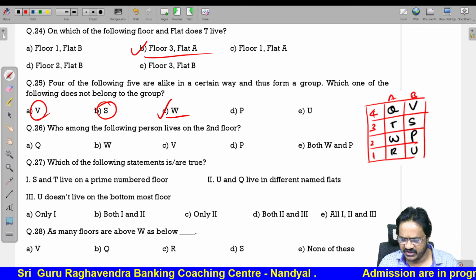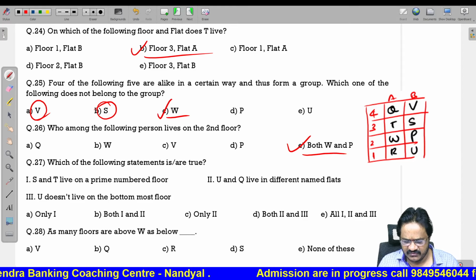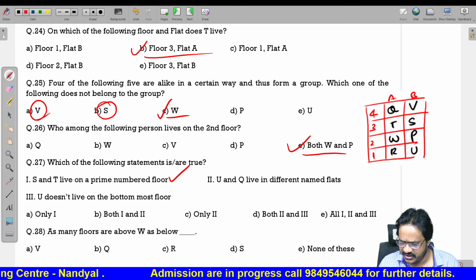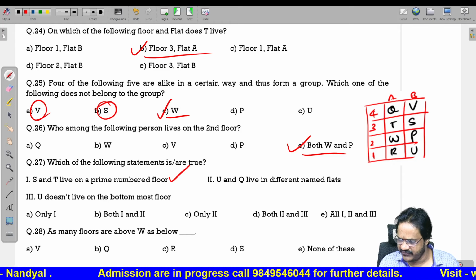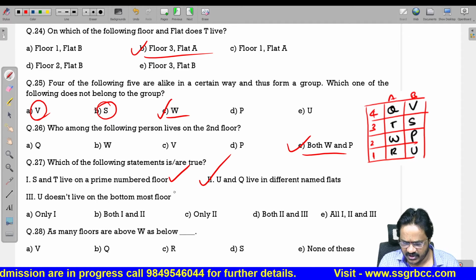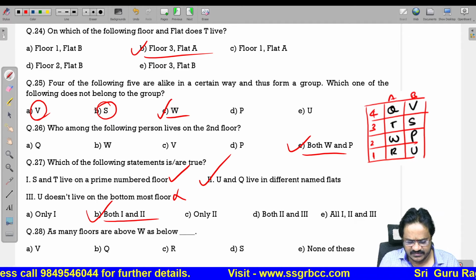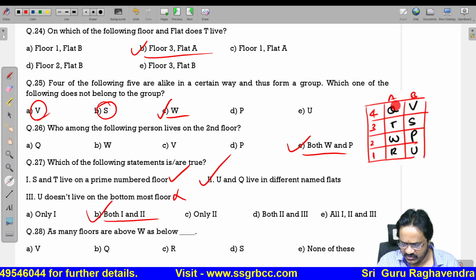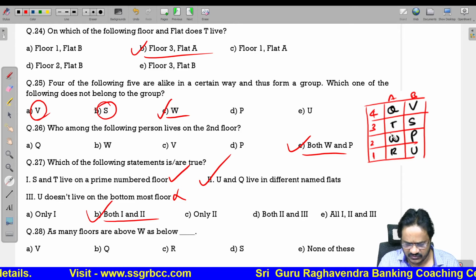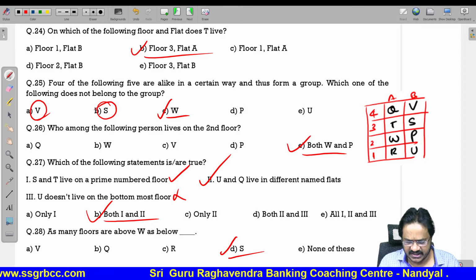Who is living on the 2nd floor? W and P, both W and P. Which is true? S and T live on prime number floors, correct only. U and Q are in different flats, correct only. U does not live on the bottom, this is not correct. So only 1 and 2 are correct. As many floors are above W, 2 floors, as below S or T, 2 floors. So S is the correct answer.